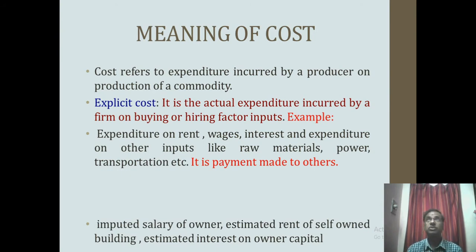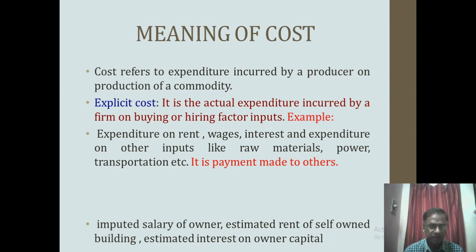Implicit cost is, the producer himself is owning the production unit. He himself is the owner. He is not hiring any labor. He himself is a manager. He himself is a laborer. The production unit is in a part of his house, so he is not taking any building on rent. He is not hiring laborers. All the capital invested is his own capital.